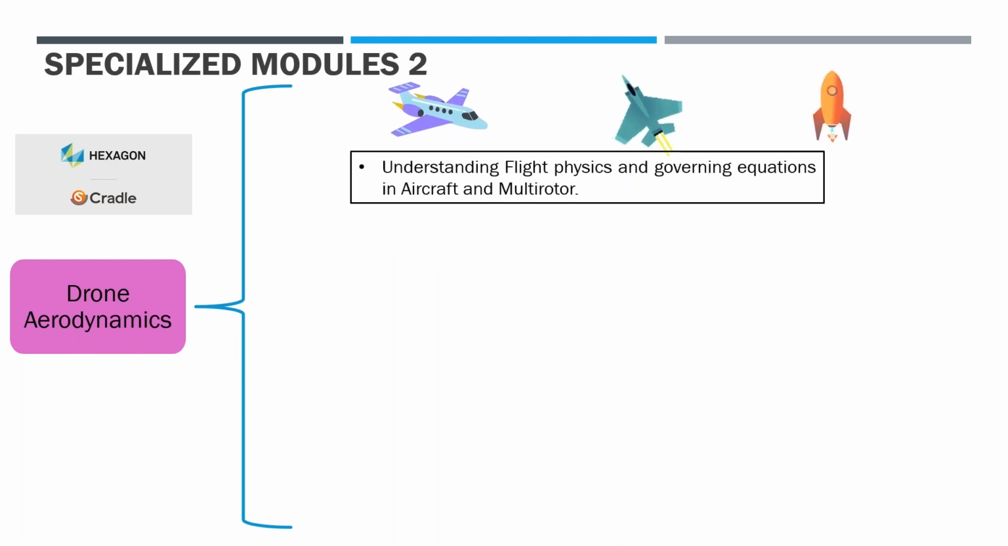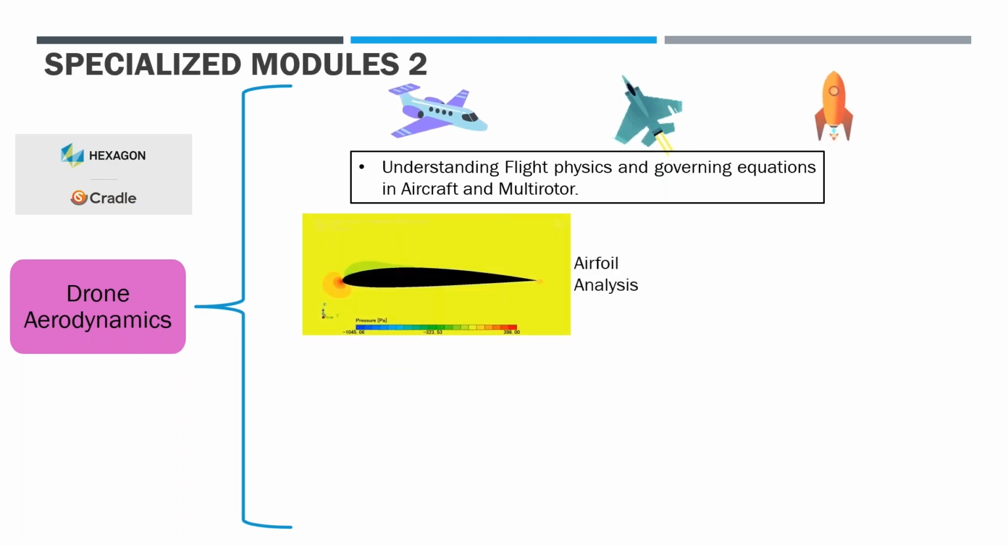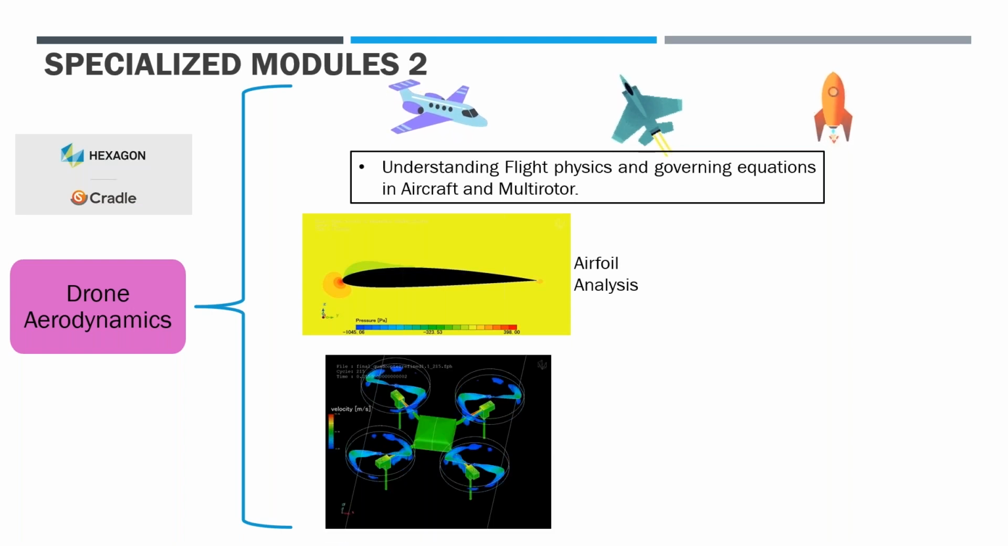The first thing you will be learning is understanding the flight physics and governing equations in terms of aircraft and multi-rotor. Once you understand all those things, you start designing and then do the analysis, starting with the airfoil analysis. Then, once you have designed the entire drone in Visi in the same module, you're going to import it into this software and follow the steps for doing the flow simulations. The same way for the aircraft.